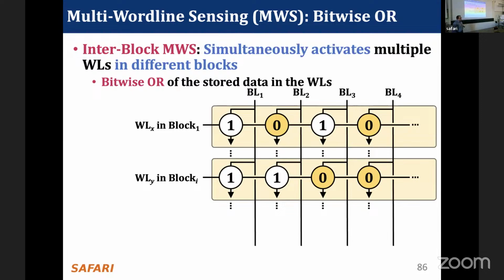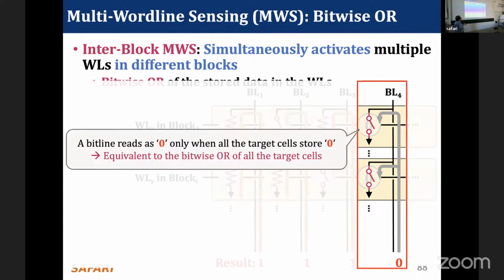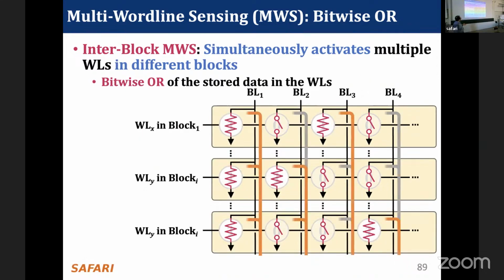For doing the OR operation, we use inter-block multi-word line sensing. Again, here we target, as an example, 2 word lines in different blocks. And then the bit line current here does not flow only if both of the flash cells are programmed, they are considered as 0. And again, that is the definition of an OR gate. And you can increase the number of operands here as well and do OR operations on a higher number of operands.